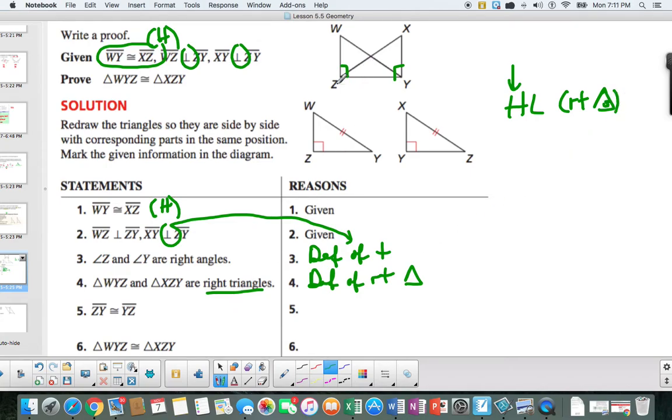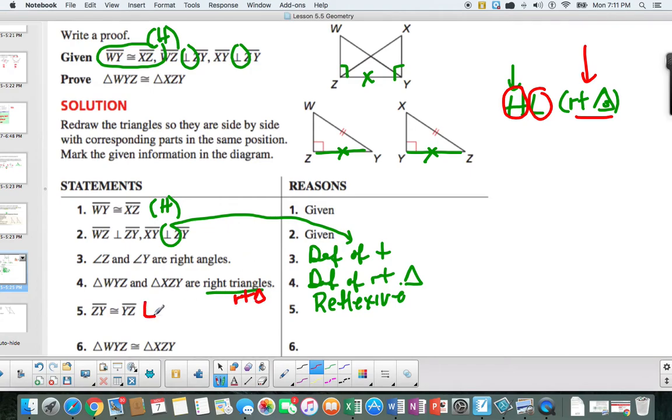Okay, so now you can see that ZY is a reflexive side. This is the same letters, and that's reflexive. We like to put X's on reflexive, so this is reflexive. So these are the three things you need to show me. You need to show me an H pair, which the given was. You need to show me the L pair, which was a reflexive. And you need to show me that you have right triangles. You don't have to show me the right angles are congruent. You have to show me you have right triangles. So this is our right triangle, and this is our L here. So we have everything here, so we can say HL.